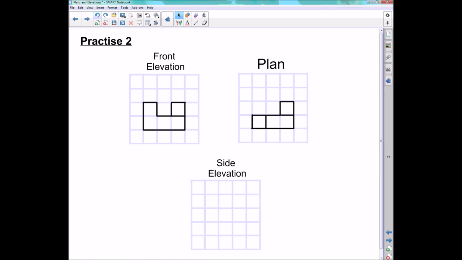Okay, so hopefully you've had a go at that. So first off, I'm just going to indicate on my diagram where this side is being viewed from. So from the front and the plan, it's going to be viewed from this left-hand side here.